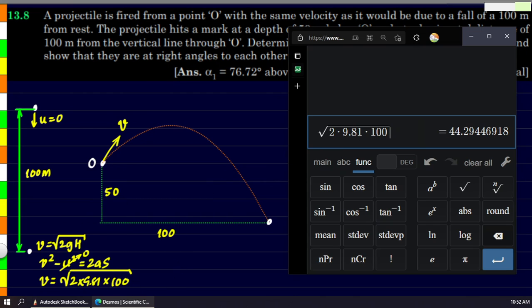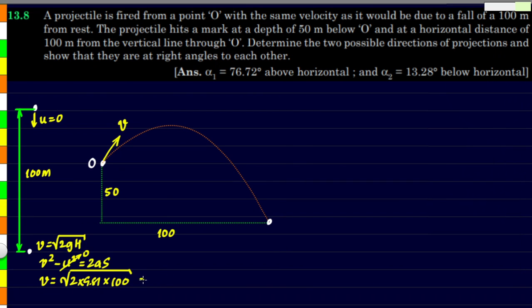So when we feed it in the calculator, we get 44.29 meters per second. This is the velocity with which we have to fire the ball in this particular direction. And now we are supposed to find the angle theta at which we need to fire so that it's going to reach this point. So if you take the coordinates of O as 0, 0, then the coordinates of this particular point are going to be 100, 50 in the downward direction, so it's going to be negative 50. So these are the coordinates.